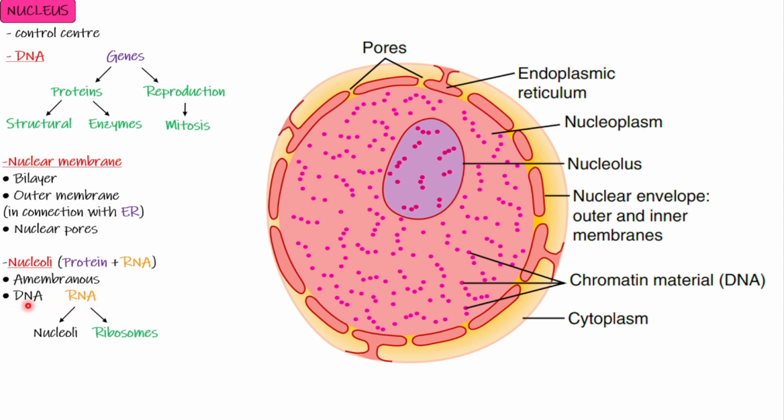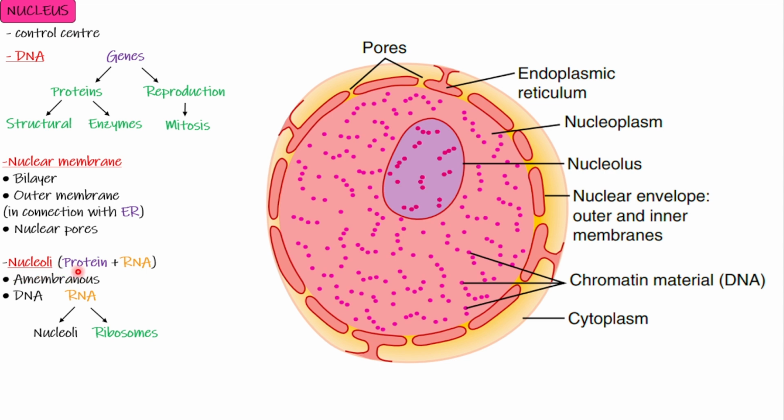DNA is deoxyribonucleic acid and RNA is ribonucleic acid. Now this RNA is present at two places. It can be present in the nucleoli, and it is also present in the ribosomes. Both the nucleoli and ribosomes are made up of RNA as well as protein.